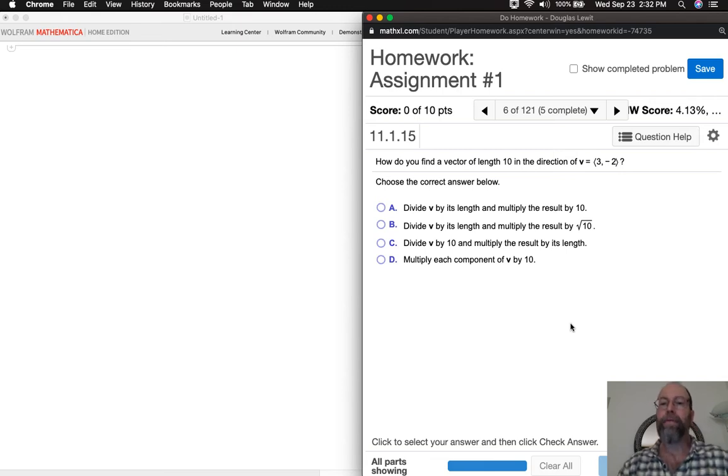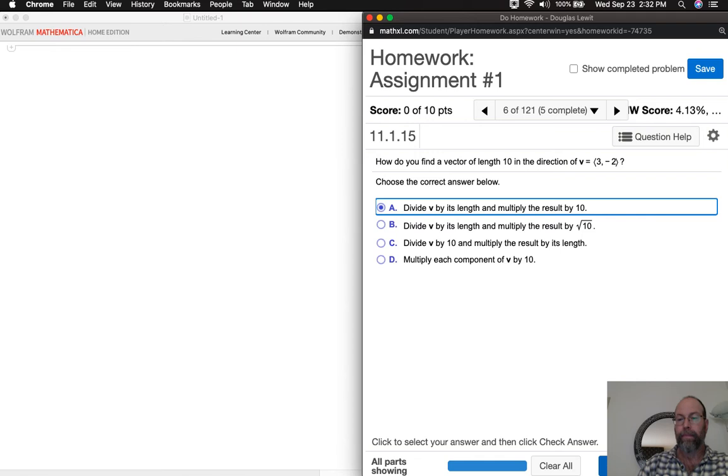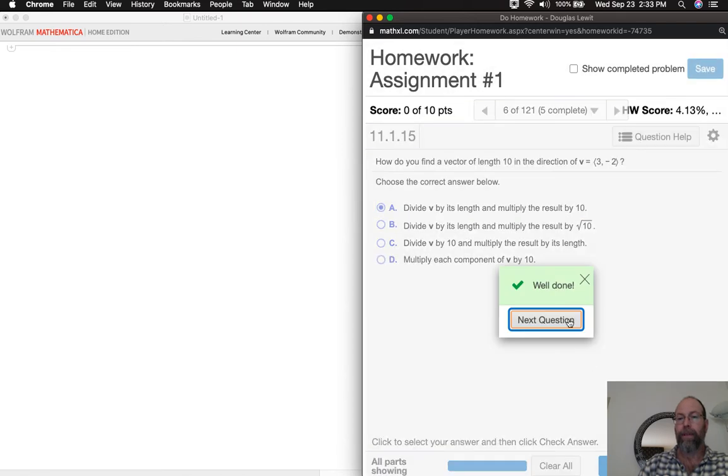How do you find a vector of length 10 in the direction of v = <3, -2>? Well, first of all, you have to normalize this vector, and then you have to multiply it by 10. If you normalize the vector, that means you divide each component by the length of the vector. So you divide v by its length and multiply the result by 10, which is option A. Okay, terrific.